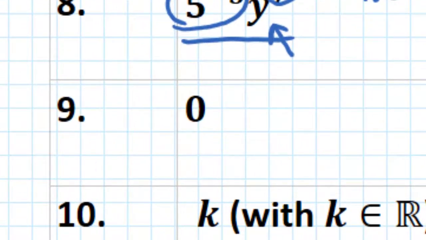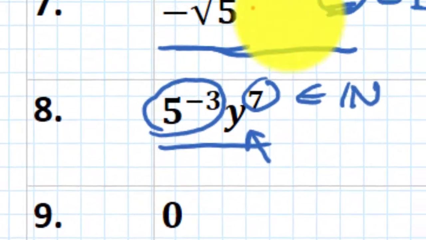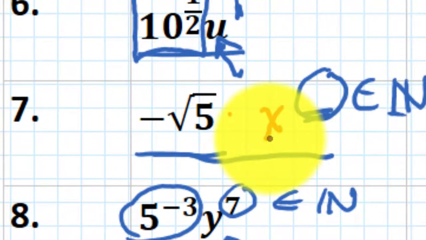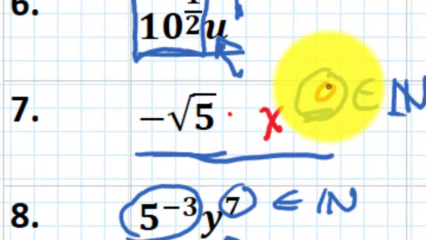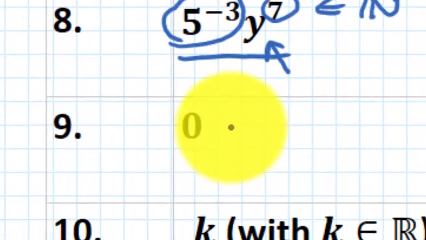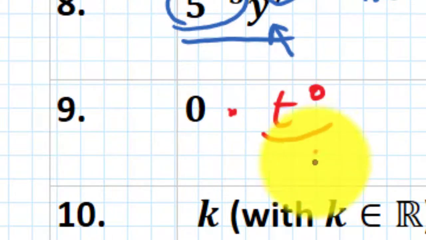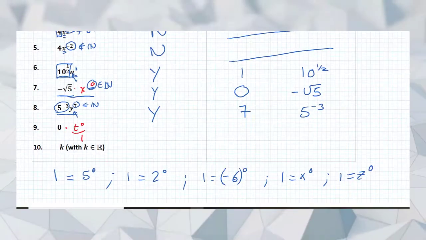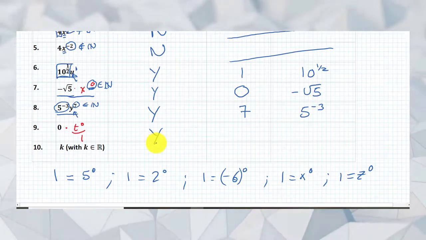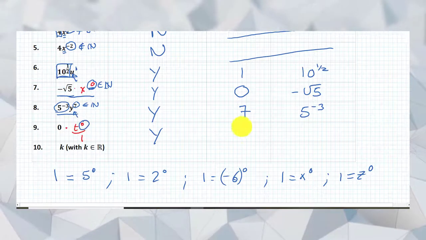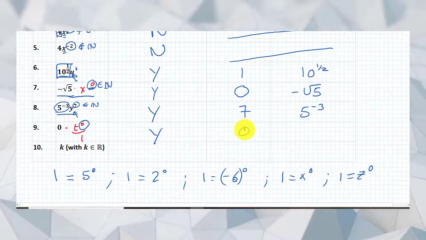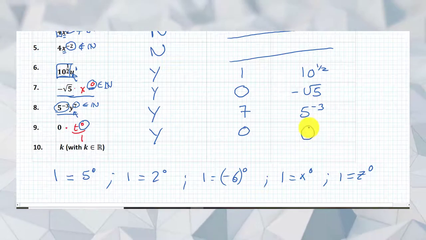In number 9, I'm going to use the same trick that I used in number 7. I guess the notation got erased right here. We wrote x to the 0. So this is the same as 0 times t to the 0, because t to the 0 is the same as 1. So yes, it is a monomial. The degree is 0, and the coefficient is 0.